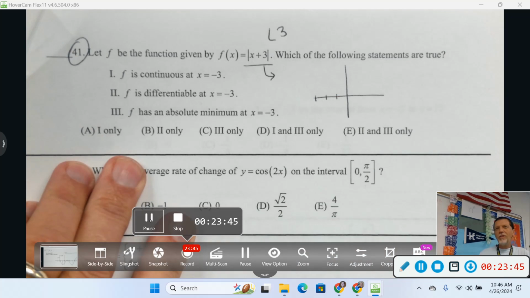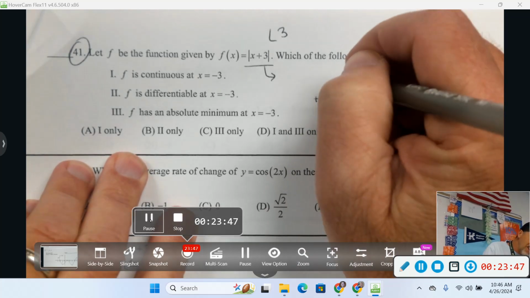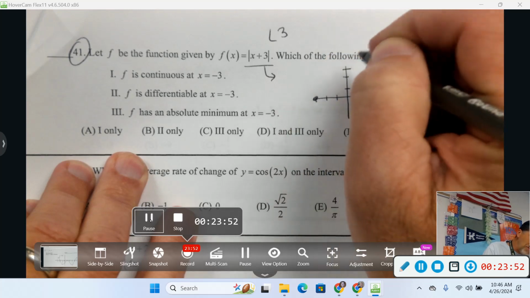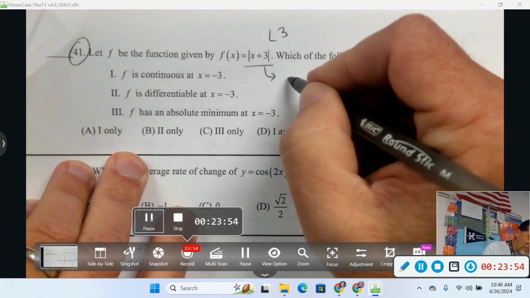So, Shelby, does that qualify as a flashback question? Flashback to Algebra 2 or Algebra 1 maybe, I don't know. Left 3 with a V.